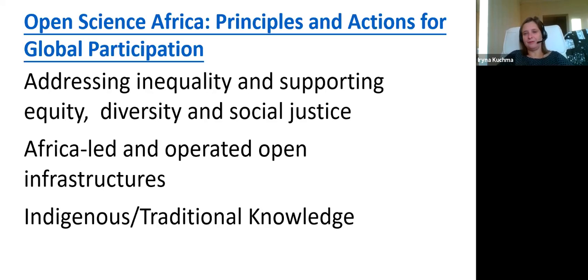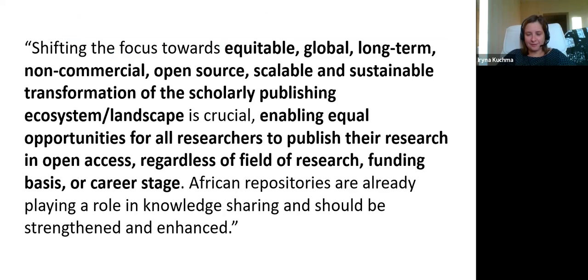And I think here you could put, instead of Africa, Europe-led or Asia-led, because I think it's really important that research infrastructure should be in the hands of research communities, and they should be public. They shouldn't be outsourced to commercial service providers, because then there is a danger of lock-in and other dangers. And then we also stress the importance of local knowledge.